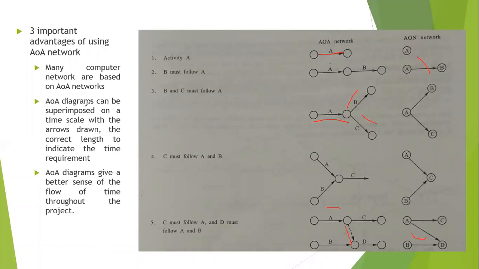Now look here. AOA diagram can be superimposed on a time scale with arrows drawn the correct length to indicate the time requirement. So these are the advantages. AOA diagrams give a better sense of flow of time throughout the project compared to AON. So advantages of activity on arrow network has been given to you.